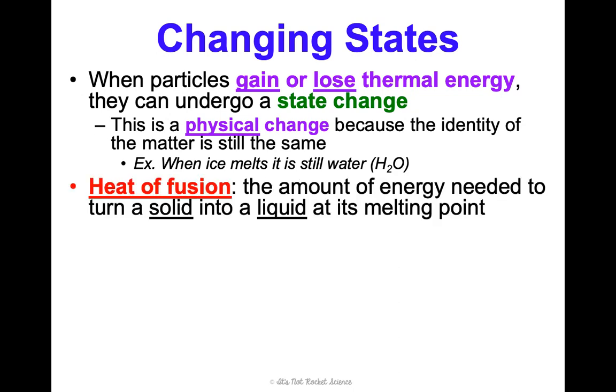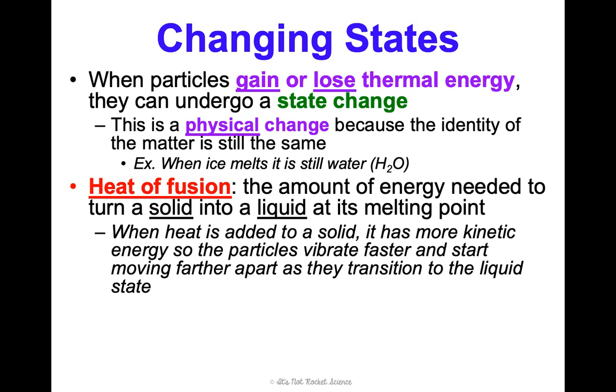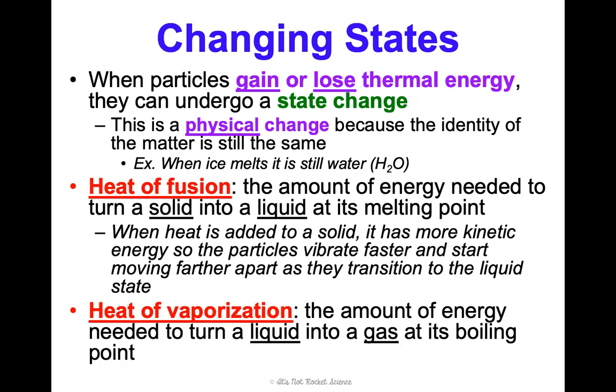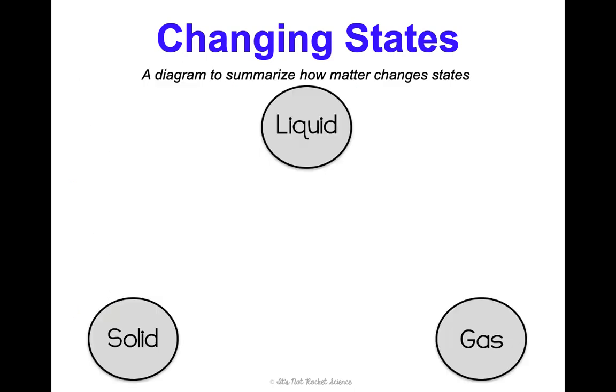Heat of fusion is the amount of energy needed to turn a solid into a liquid at its melting point. So when heat is added to a solid, it has more kinetic energy, so the particles vibrate faster and start moving farther apart as they transition to the liquid state. And then heat of vaporization is the amount of energy needed to turn a liquid into a gas at its boiling point. And I'll show you this on the heat curve that's coming up.